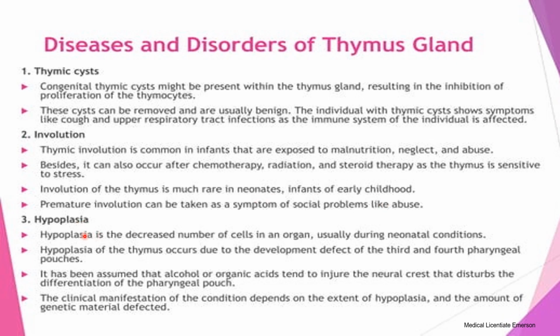The other disease is hypoplasia. Hypoplasia is the decreased number of cells in an organ, usually during neonatal conditions. Hypoplasia of the thymus occurs due to a developmental defect of the third and fourth pharyngeal pouches. It has been assumed that alcohol or organic acids tend to injure the neural crests that disturb the differentiation of the pharyngeal pouch. The clinical manifestation of the condition depends on the extent of hypoplasia and the amount of genetic material defected.